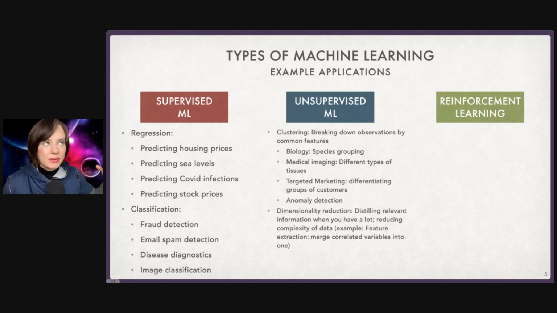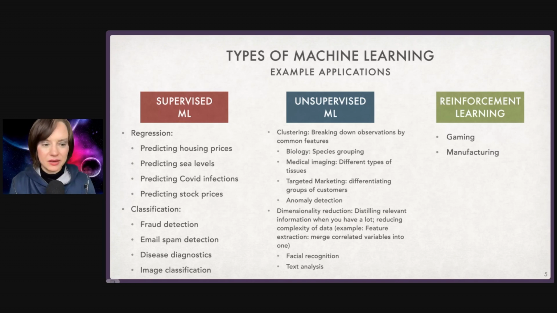So it's all about distilling relevant information from, say, thousands of variables. Some examples include feature extraction, where we merge correlated variables into just one variable. This is at the backbone of a lot of facial recognition and text analysis. And then finally, reinforcement learning. There's gaming, there's manufacturing, there's robot navigation.